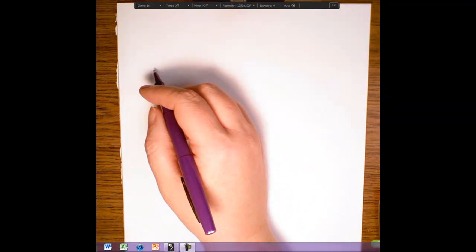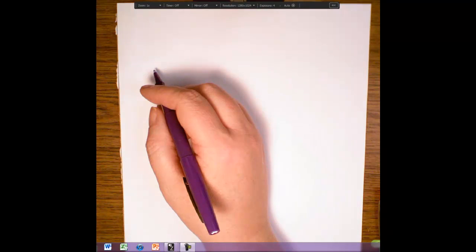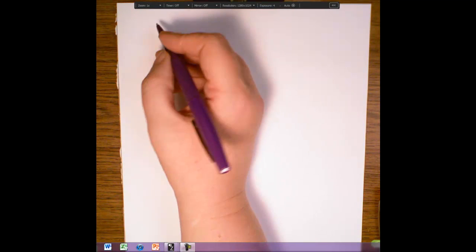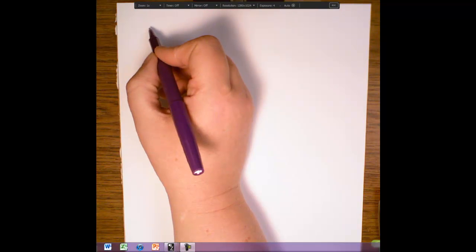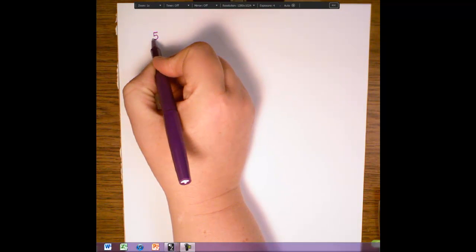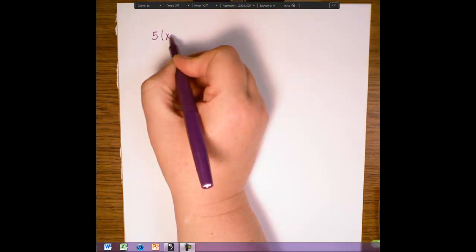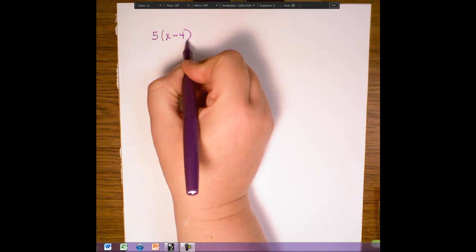Okay, let's look at some examples on the distributive property. And we'll try to adjust my light a little bit there. And this is with simplifying expressions in the distributive property. And so let's look first of all at 5 times x minus 4.